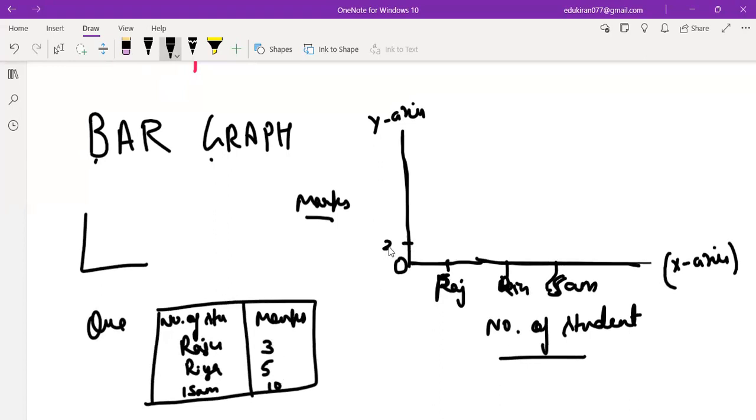So you can take it like this: 2, 4, 6, 8, 10. Or you can even take 1, 2, 3, 4, 5, 6, 7, 8, 9, 10. Your choice. So for Raju, it was 3. So you will come here.